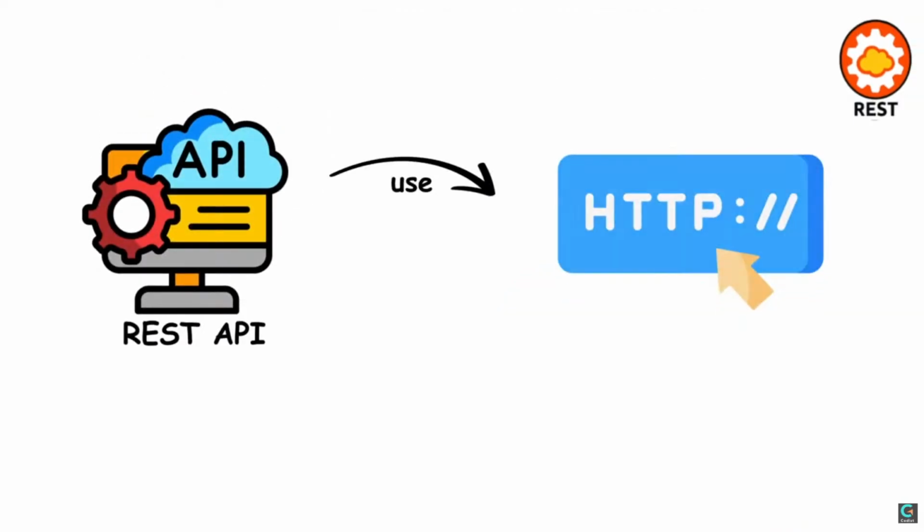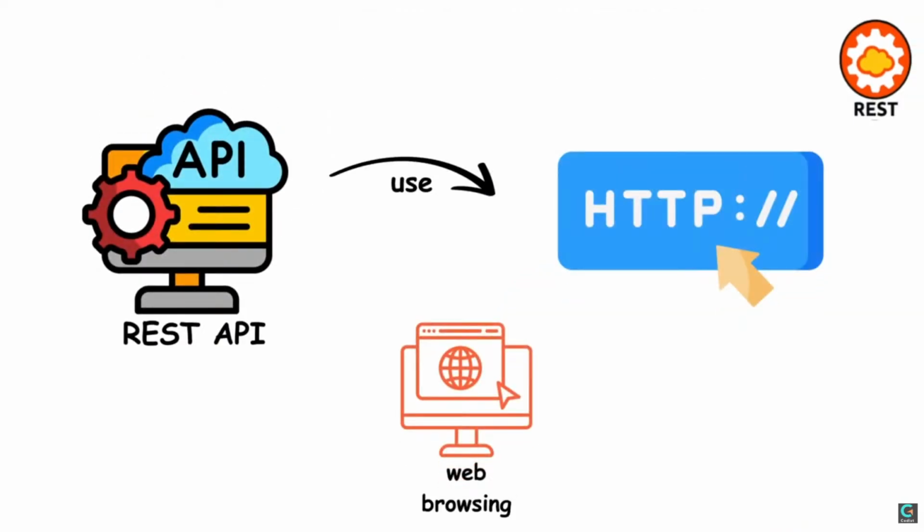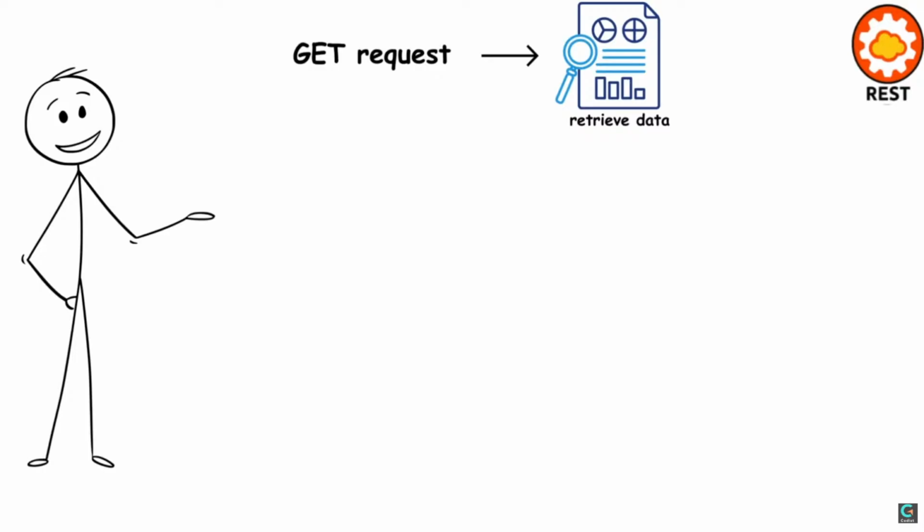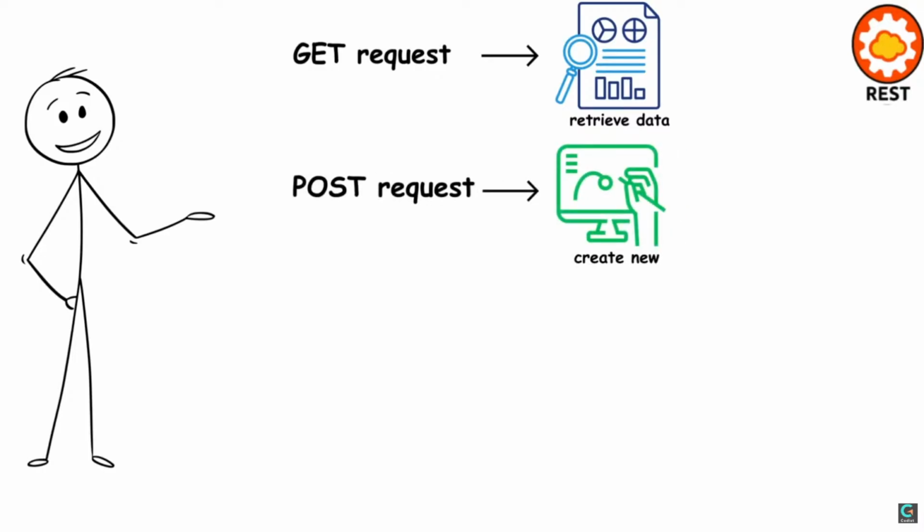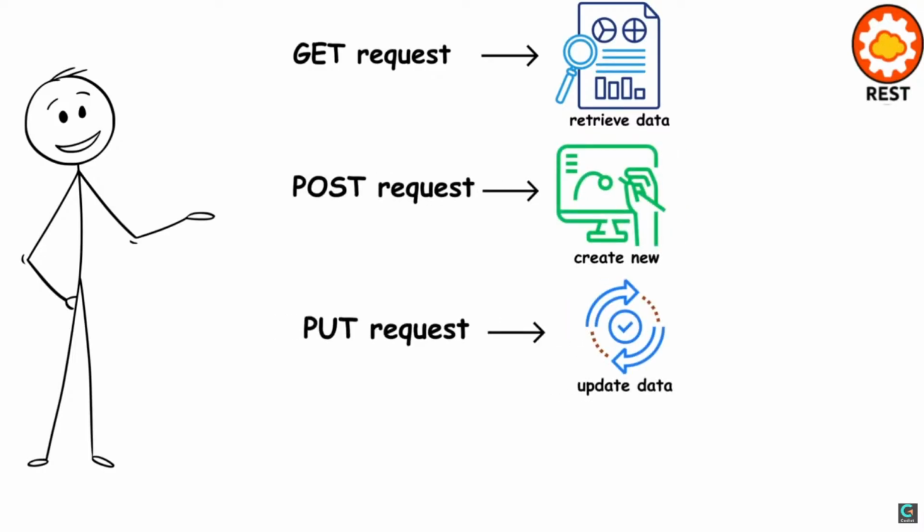REST uses the same HTTP methods you already know from web browsing. GET to retrieve data, like asking show me all users. POST to create something new, like add this new user. PUT to update existing data, and DELETE to remove it.